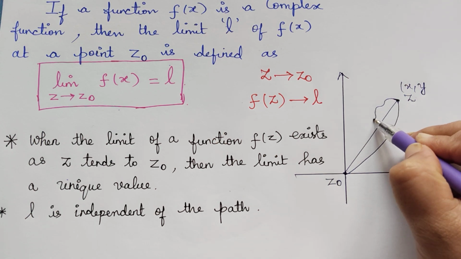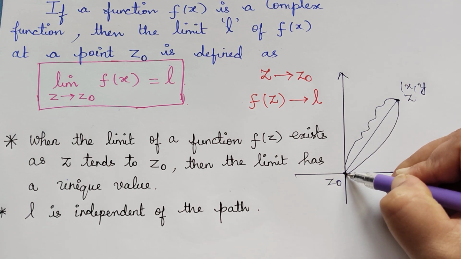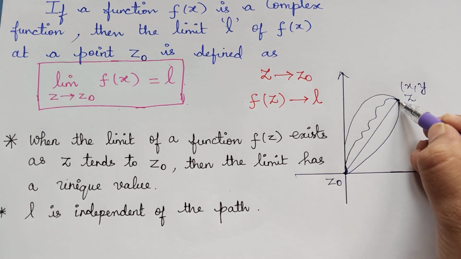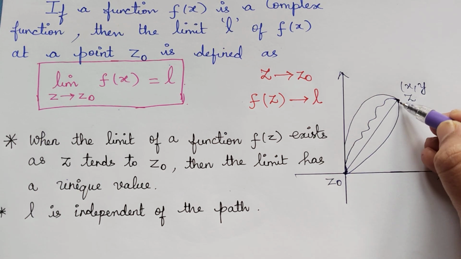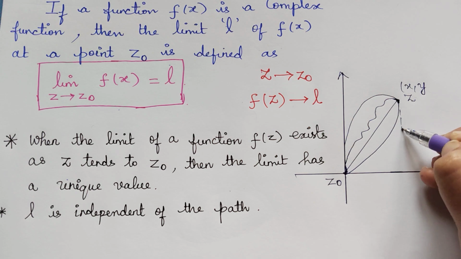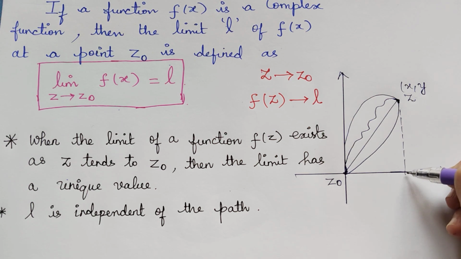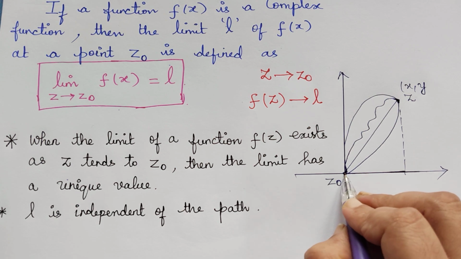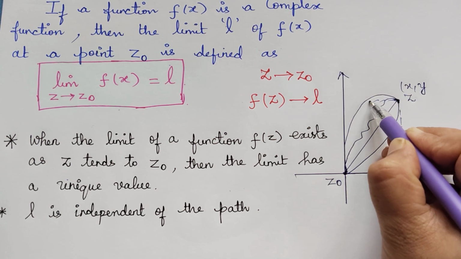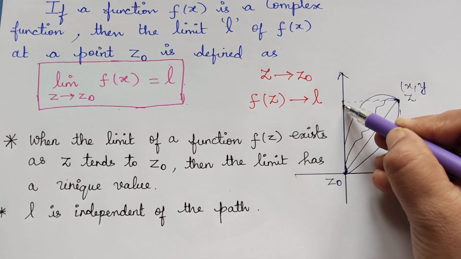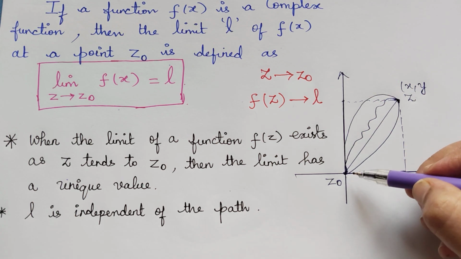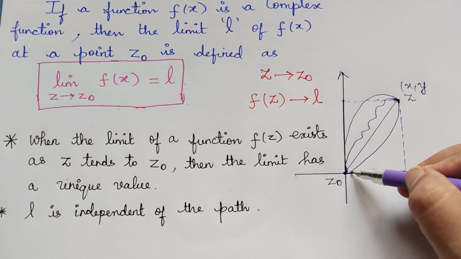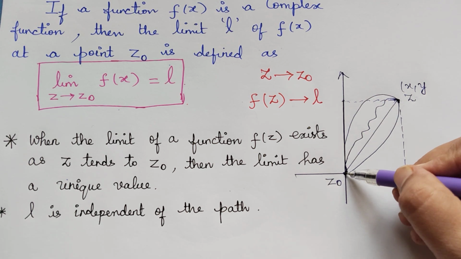It can also be an irregular curve like this, or it can be another curve of this type, or you can also travel from this point to this point along the axis. That is, you can go to x-axis, and then along this axis you can travel and reach to this point. In a similar manner, you can reach this y-axis, and along y-axis also you can reach the point z0. So there are different paths that we can take as z tends to z0.